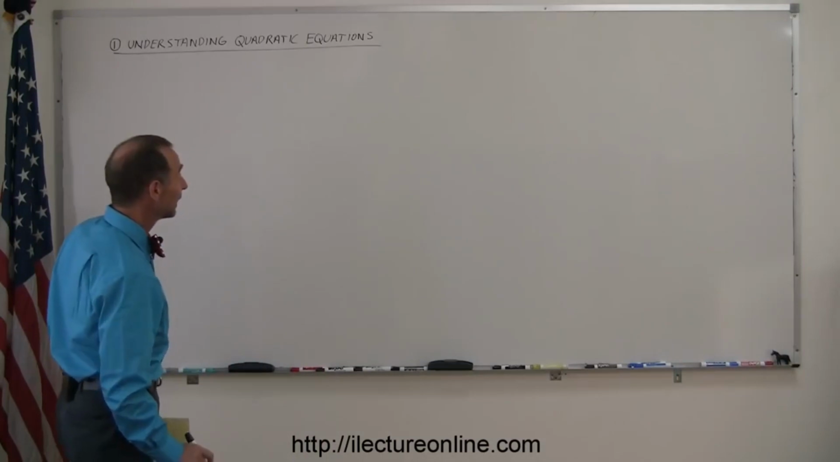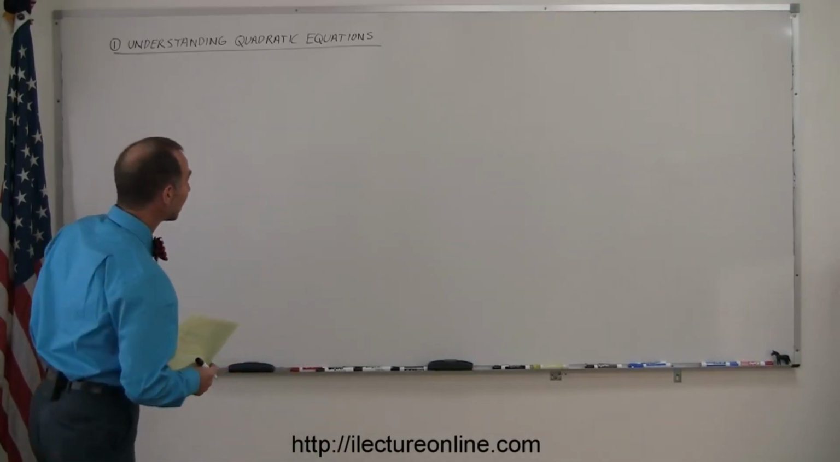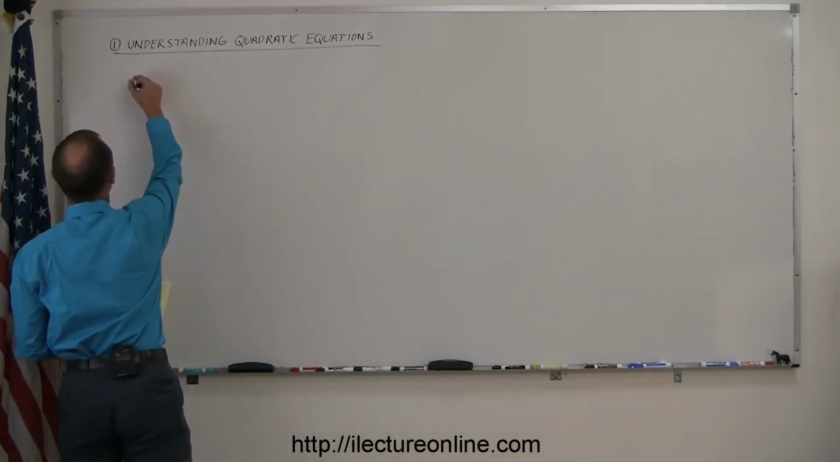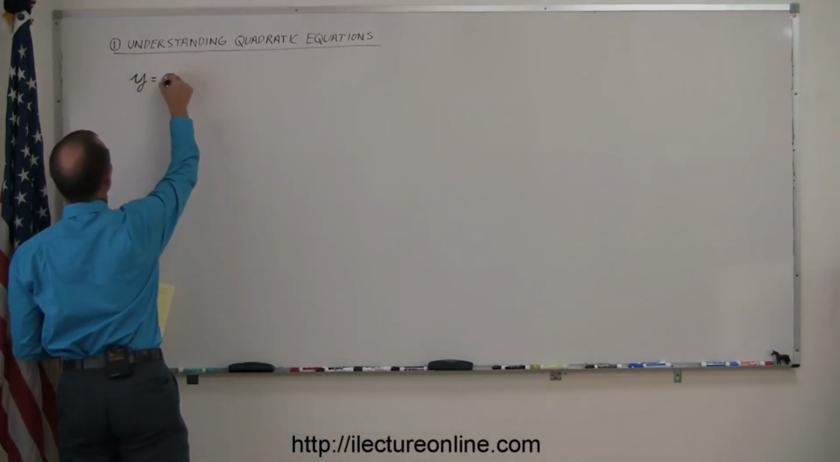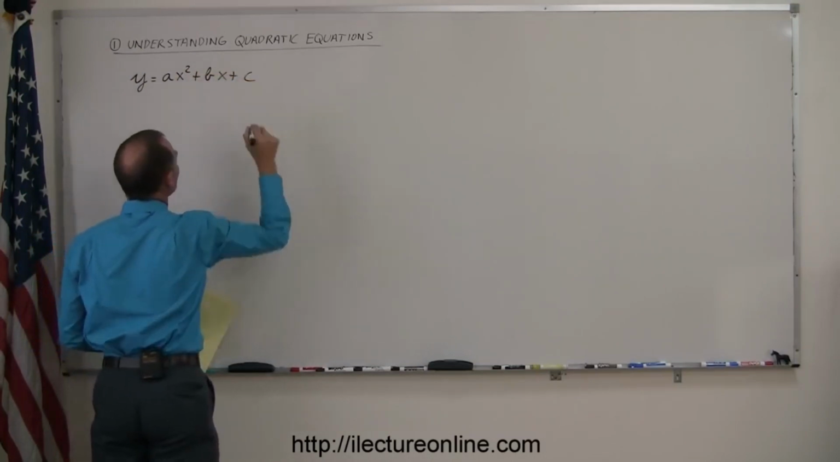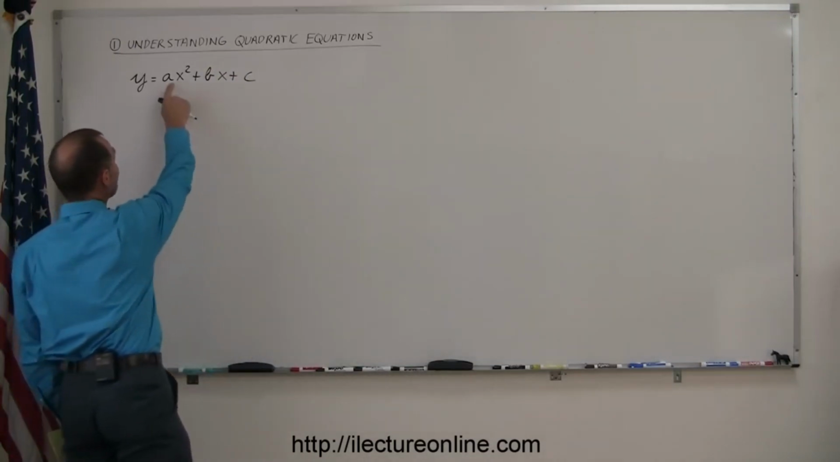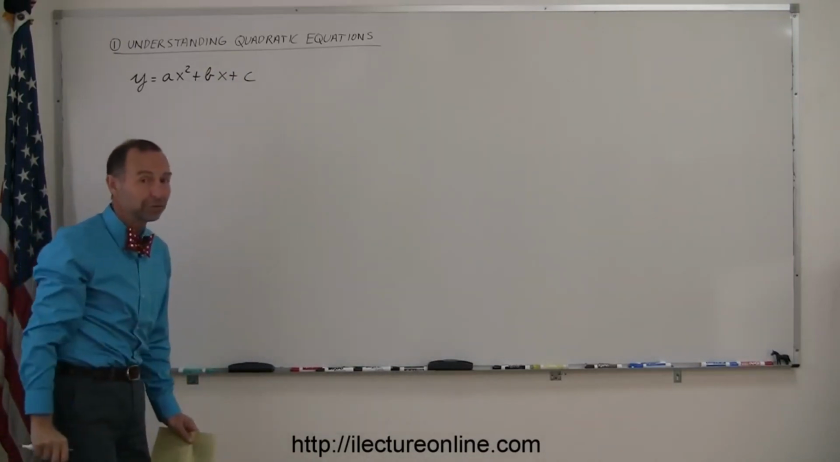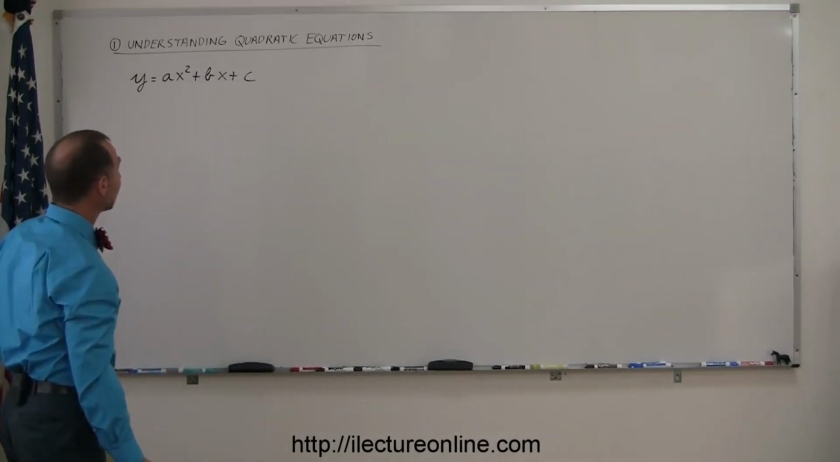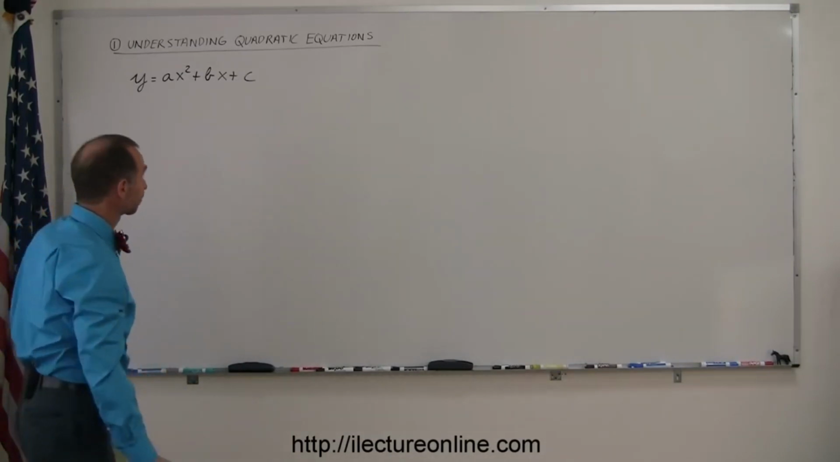Well, what they are is a relationship between two variables, typically y and x, and it typically will look like this: y equals ax squared plus bx plus c. Now that's the standard form, as we call it. A, B, and C are simple constants, any sort of numbers. X is the independent variable, and Y is the dependent variable.